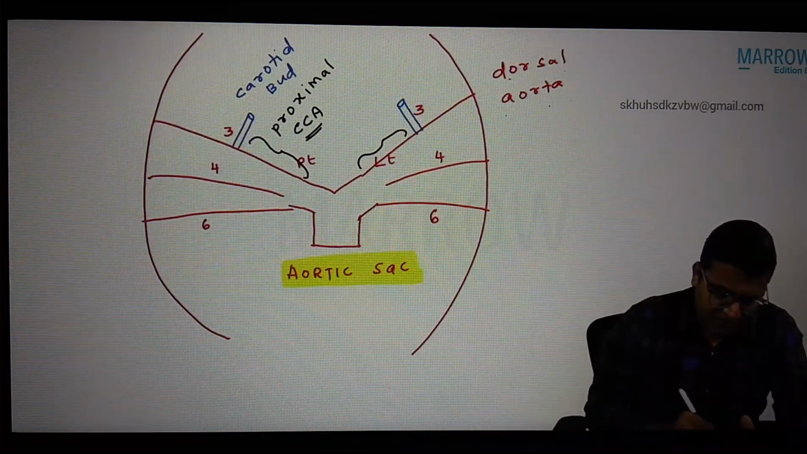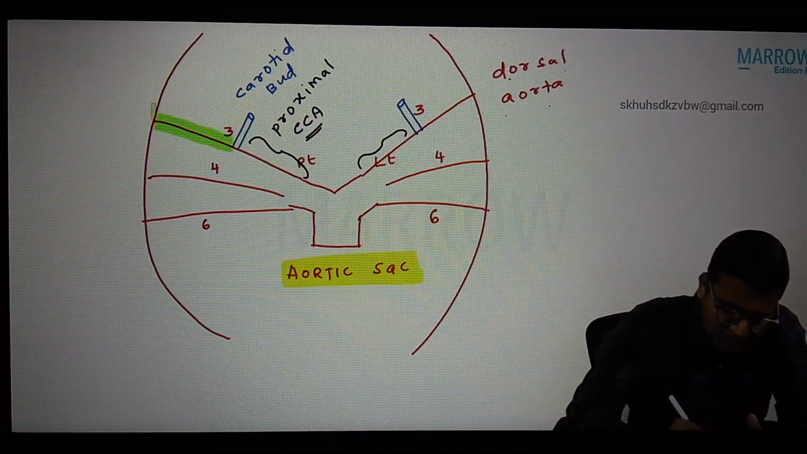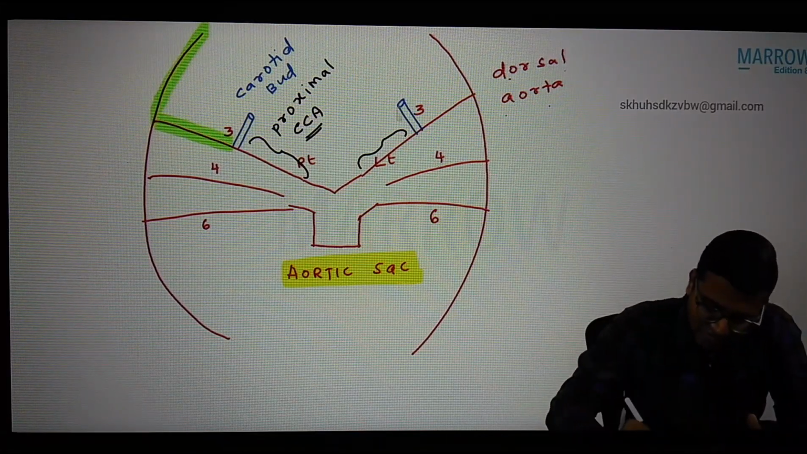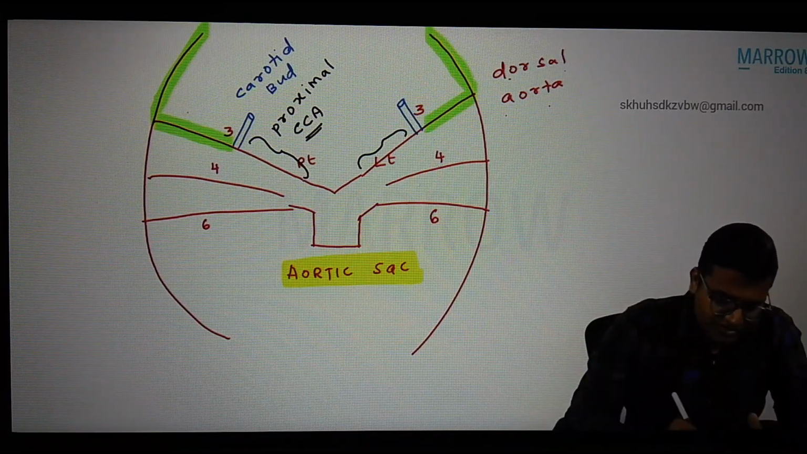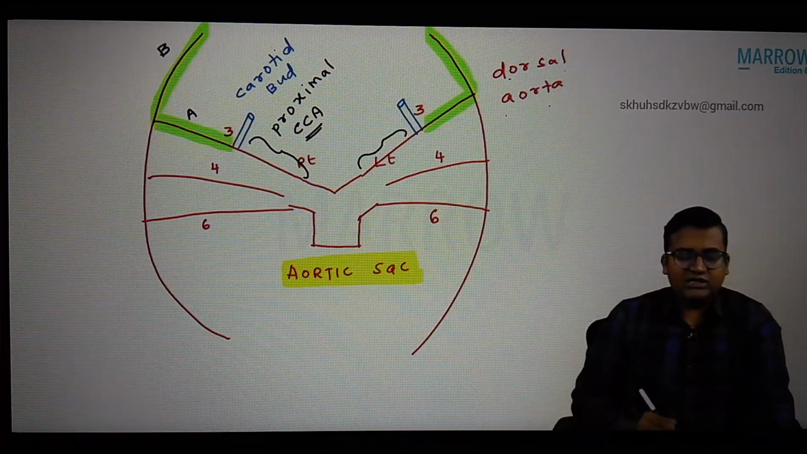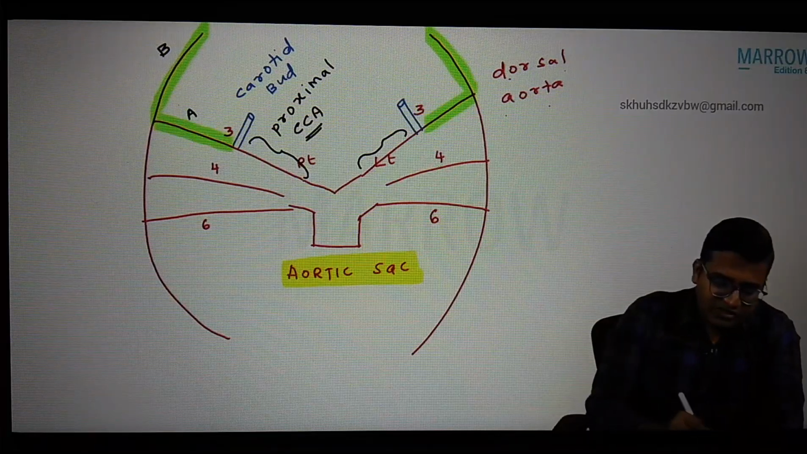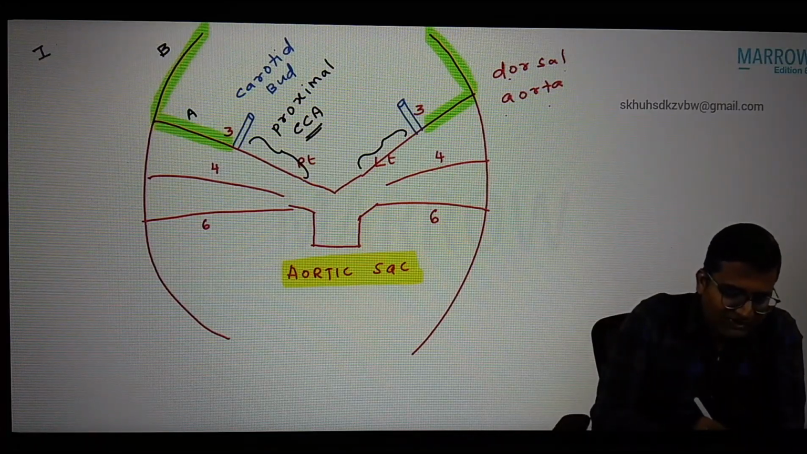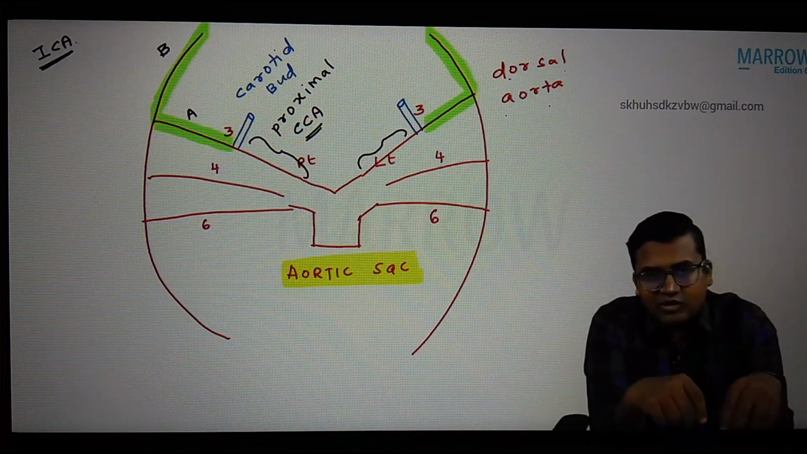Now I am going to mark the third arch artery. I have marked two parts of the third arch artery. Now this is A and this is B. So I have shown two parts, A and B. This A and B will form the internal carotid artery.